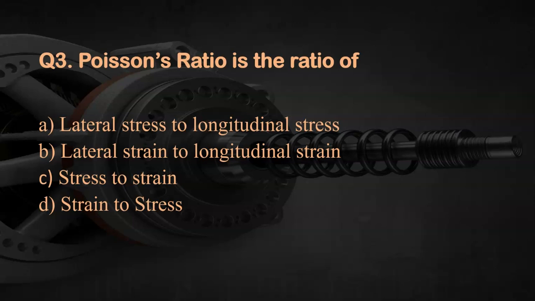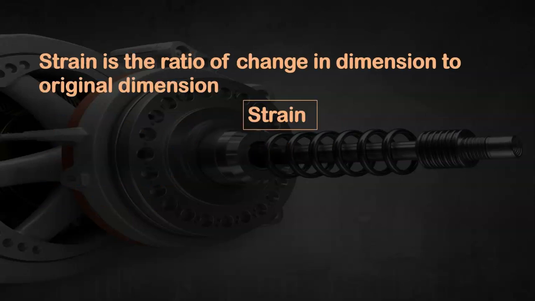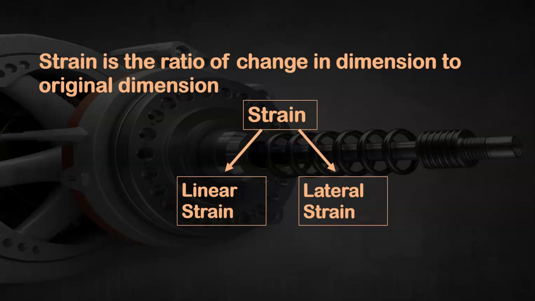Question 3, Poisson's ratio is the ratio of option A, lateral stress to longitudinal stress, option B, lateral strain to longitudinal strain, option C, stress to strain, option D, strain to stress. So what is strain? Strain is the ratio of change in dimension to original dimension. Strain is classified into two types, linear strain and lateral strain.